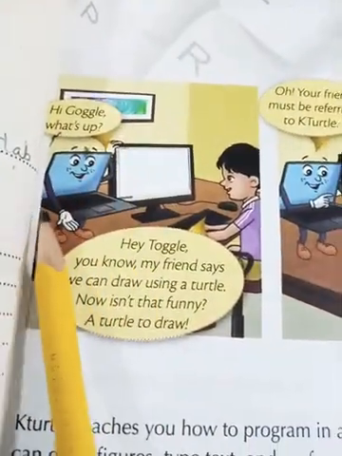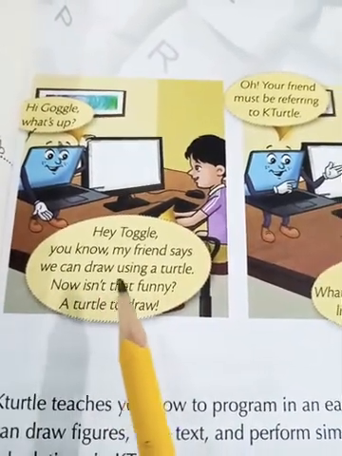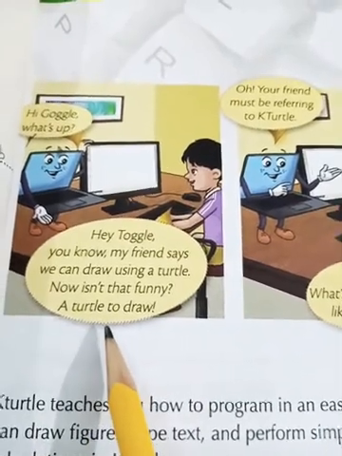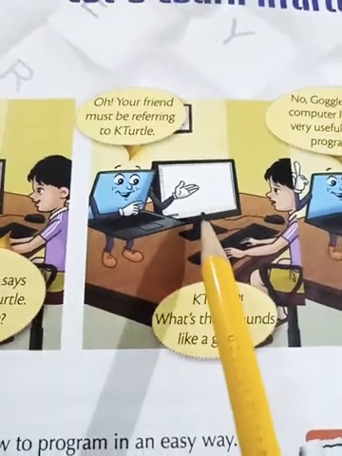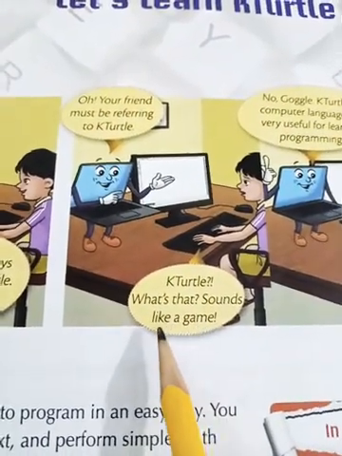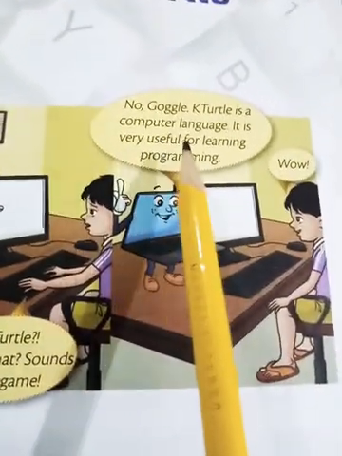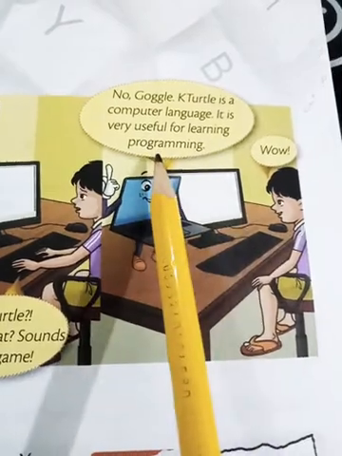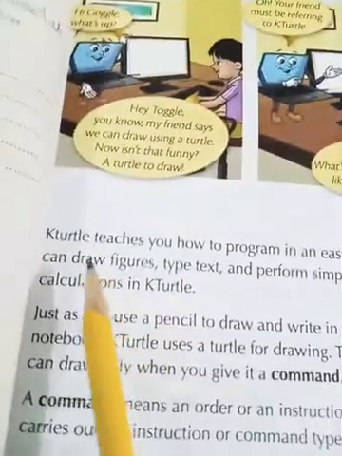Hi Goggle, what's up? Hey Toggle, you know my friend says we can draw using a turtle. Now isn't that funny? A turtle to draw? Oh, your friend must be referring to KTurtle. KTurtle? What's that? Sounds like a game. No, Goggle, KTurtle is a computer language. It is very useful for learning programming. Wow. Okay, so KTurtle is a computer language.